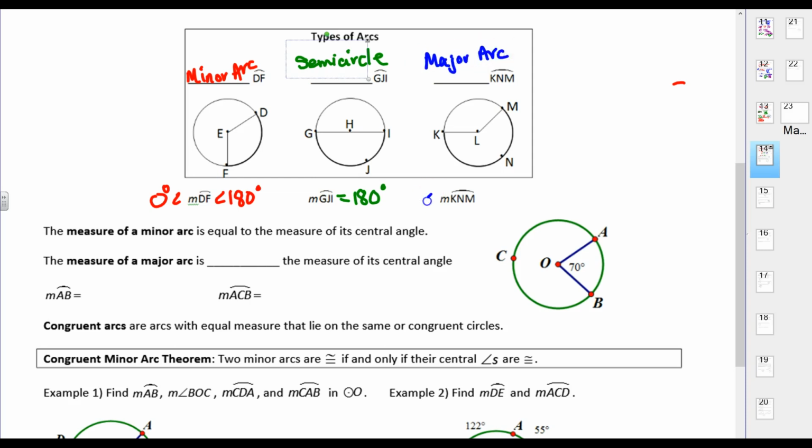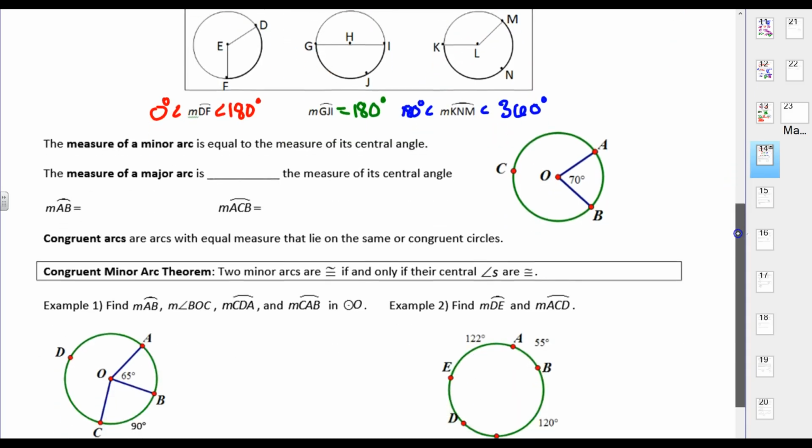Major arcs measure between 180 degrees and 360 degrees. We also list them with three letters with the arc over them. So KNM is a major arc because it is larger than 180 degrees. Notice that's very different to arc KM, which would be a minor arc.